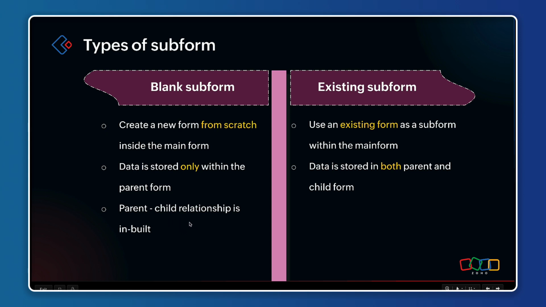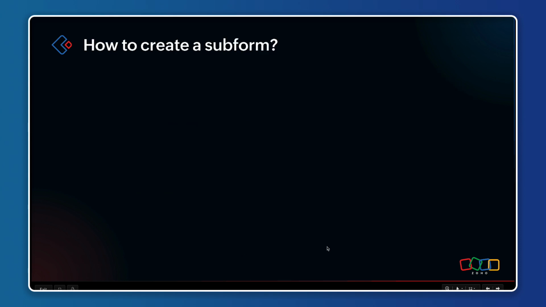Also, the parent-child relationship is inbuilt when you are opting for blank subform. However, for an existing subform, you are going to choose the form that you want to bring in as an existing subform. So here, the parent-child relationship is established manually, right? So these are the major differences between a blank subform and an existing subform. So how you can bring in both types of subform into your Creator application, how you can create a subform, for which let me take you to a quick live demonstration on the same.